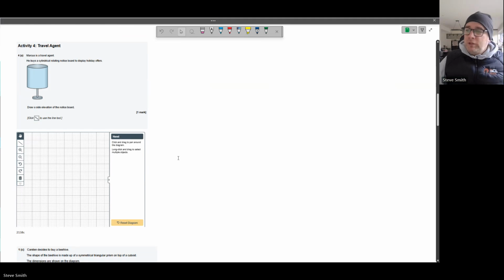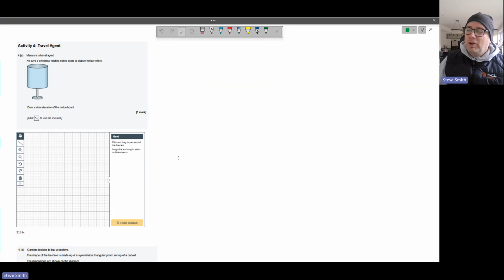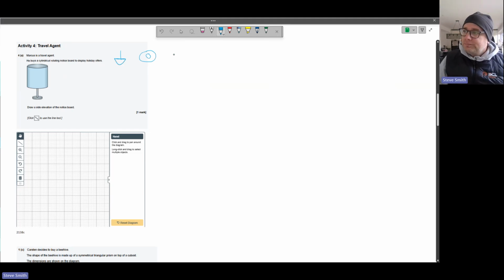Okay. Travel agent. Marcus is a travel agent. He buys a cylindrical rotating notice board. I thought it was a lamp to display holiday offers. Draw a side elevation. Side elevation, that's in 3D. If we're looking for a plan, we're flying in our hot air balloon directly over the top, and we'd probably see something like that. And we might even see another one in the middle, depending on if that's hollow or not. That's the plan. Looks like a fried egg, doesn't it?